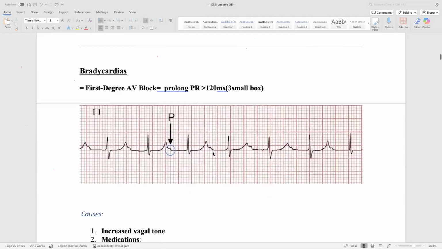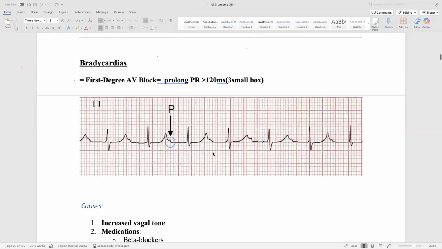Okay, take a 5-minute break, and then we'll come to bradycardia and heart block. Made it easy, inshallah.